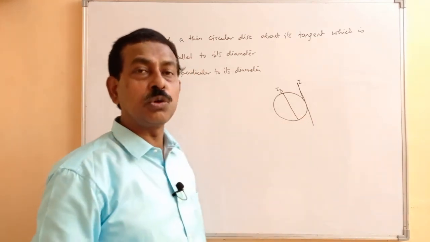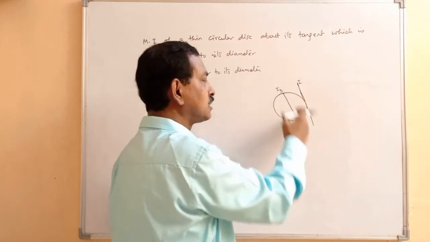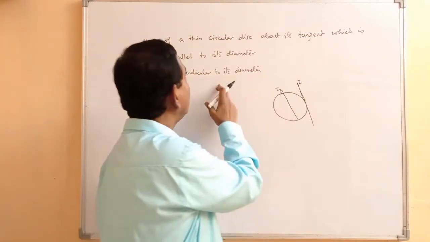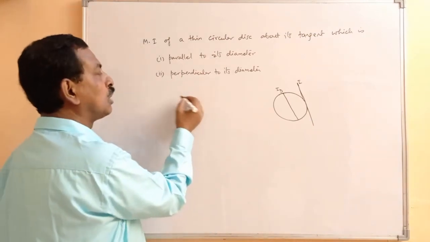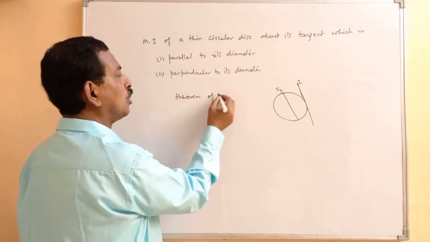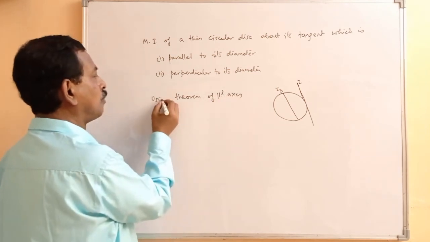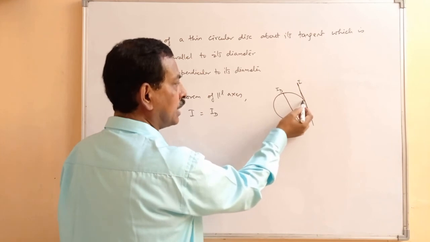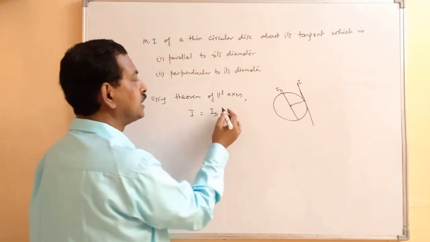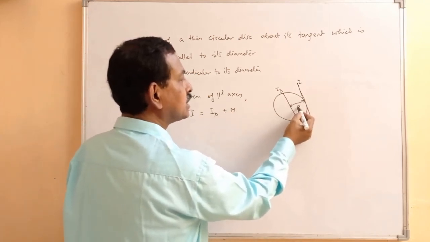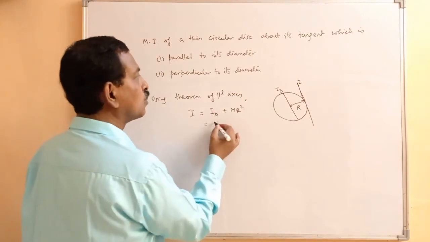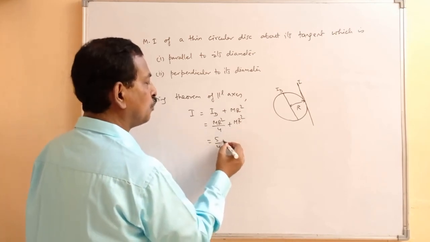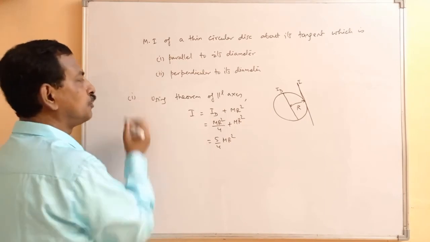Now in this case we'll apply the theorem of parallel axis, because we know the moment of inertia about the diameter, and this axis about which we have to find the moment of inertia is parallel to its diameter. Using the theorem of parallel axis, I equals the moment of inertia about its diameter, in place of I0 it is Id here, plus M times the distance squared. If the radius is R, it is MR square. So this equals MR square by 4 plus MR square, which is 5 by 4 MR square. This is for the first part.